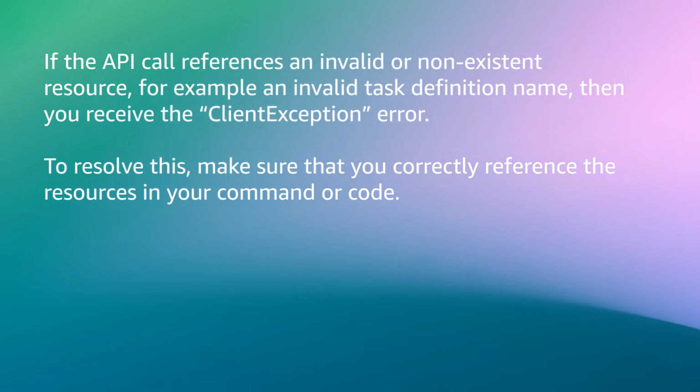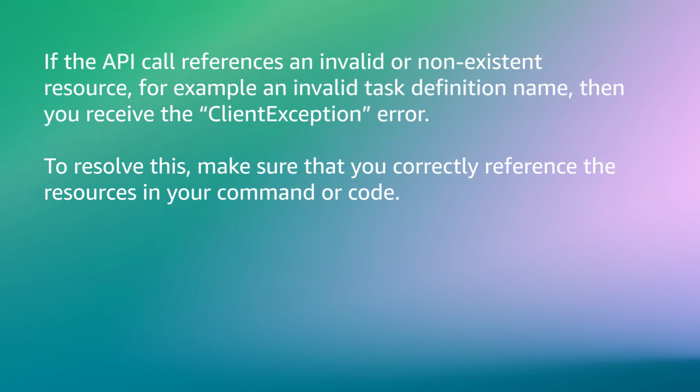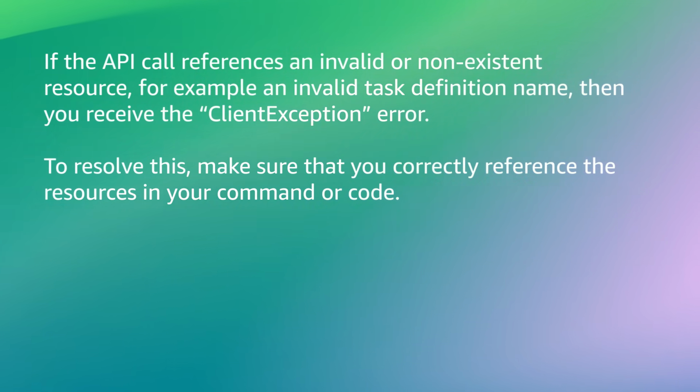If the API call references an invalid or non-existent resource, for example an invalid task definition name, then you receive the client exception error. To resolve, make sure that you correctly reference the resources in your command or code.